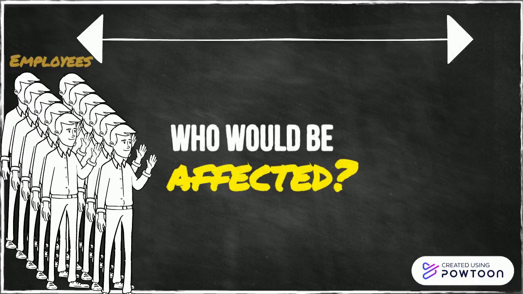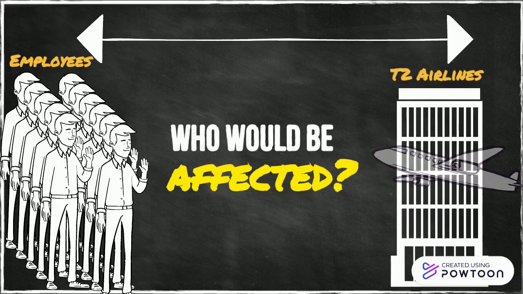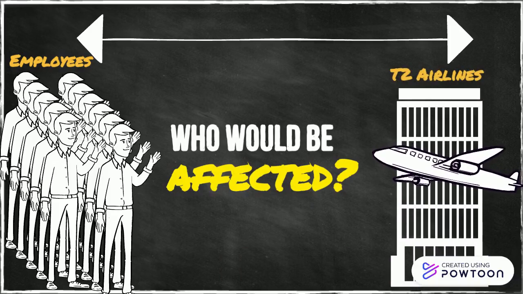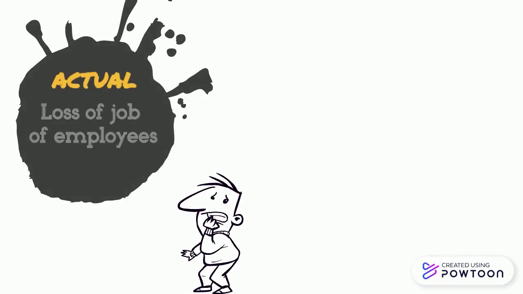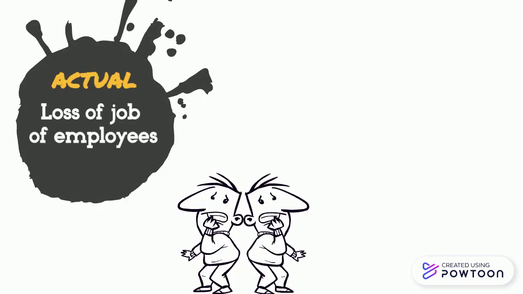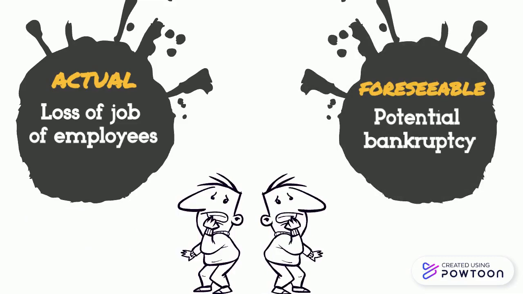On one end are the employees directly affected by a layoff, should that have been chosen, and on the other end is the company as a whole if the company were to suffer from bankruptcy in the future. Lastly, the actual consequences of the action would be the loss of jobs of the employees, while the foreseeable consequences would be the potential bankruptcy of the company in the future.